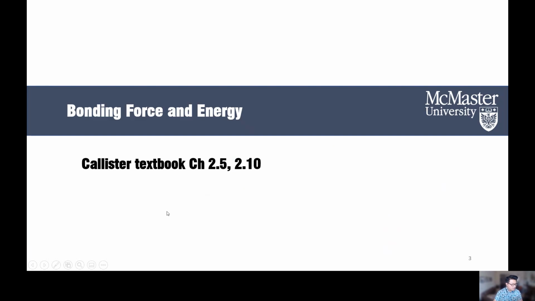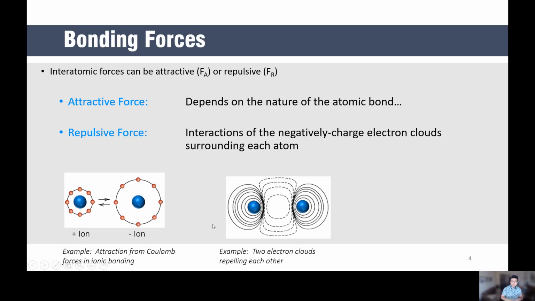So let's start with bond force and energy, chapter 2.5 and 2.10. So there are many types of bonds. You may have already learned from your chemistry or physics class that there are ionic bonds, covalent bonds, there are secondary bonds such as hydrogen and van der Waals force. You have also learned that maybe there's metallic bonds. So in the chapter, there's more details about that. And here we want to illustrate a very important concept, which is the differences between attractive force and repulsive force.